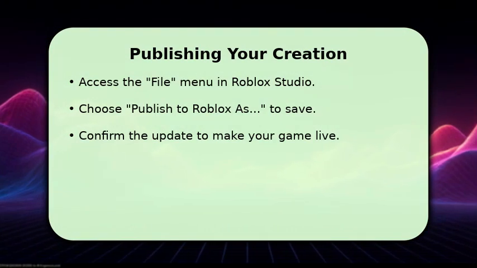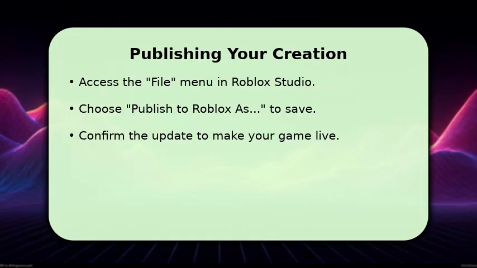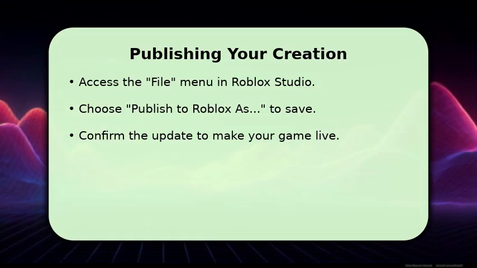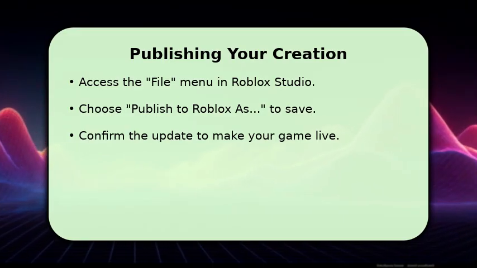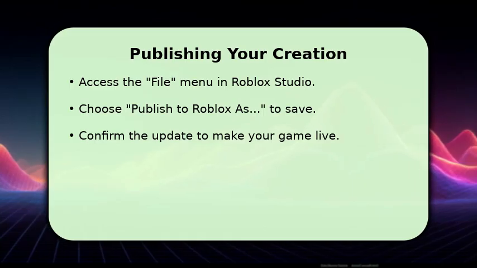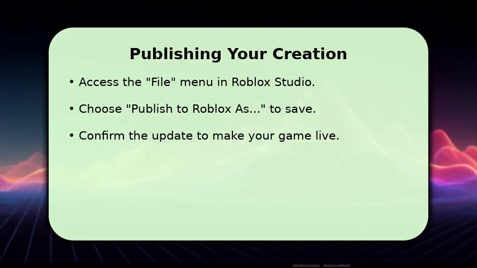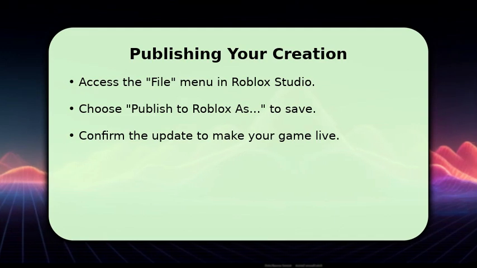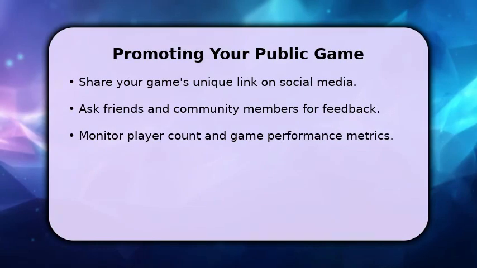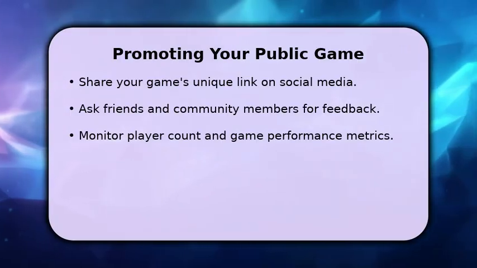After setting your game to public, it's time to publish. Go to the File menu at the top left of Roblox Studio. From the drop-down, select Publish to Roblox As. This action saves your latest changes and applies the public setting. Confirm the update, and your game will officially be live for players to discover and enjoy. Congratulations, your game is now public.